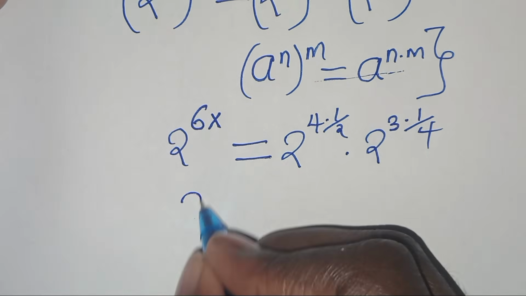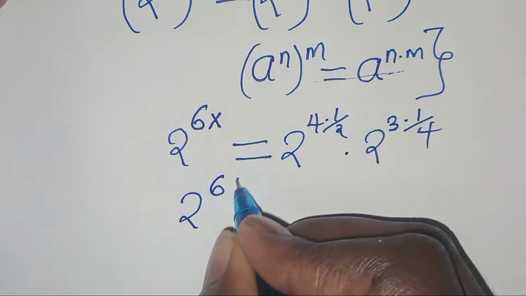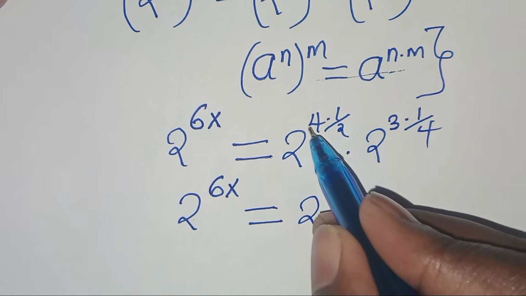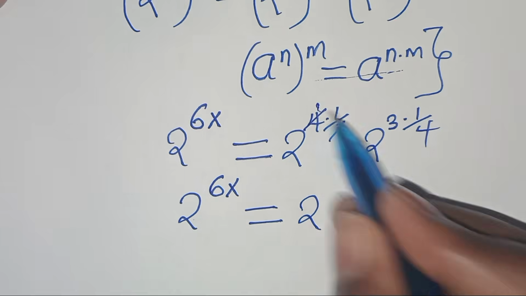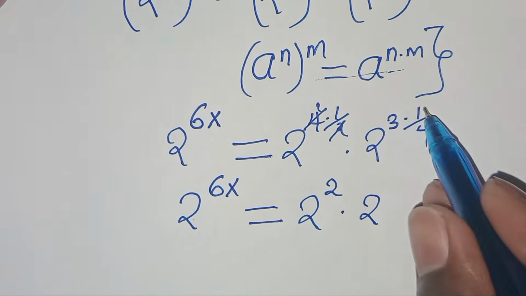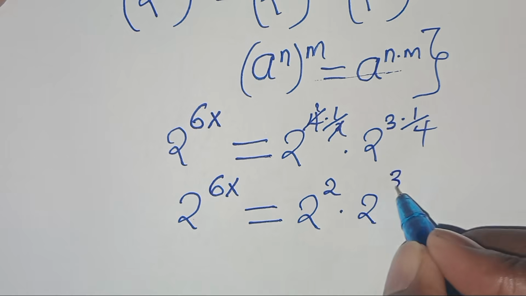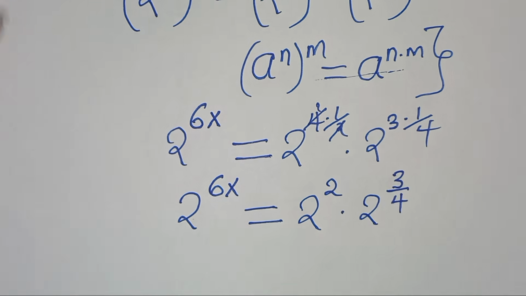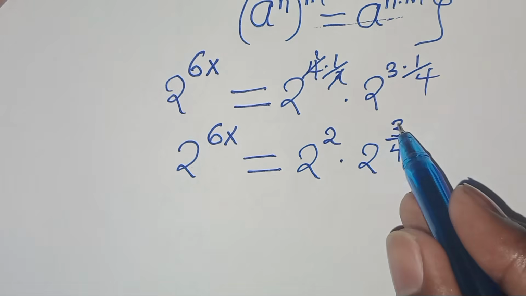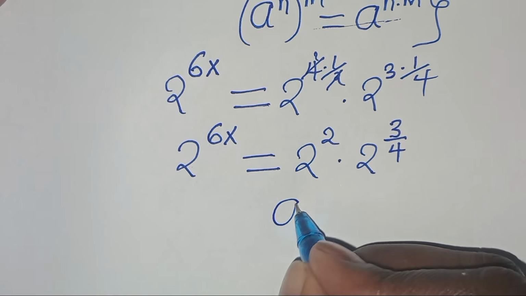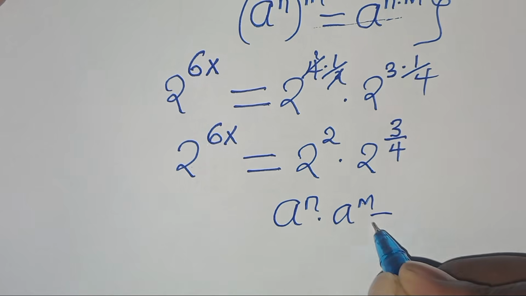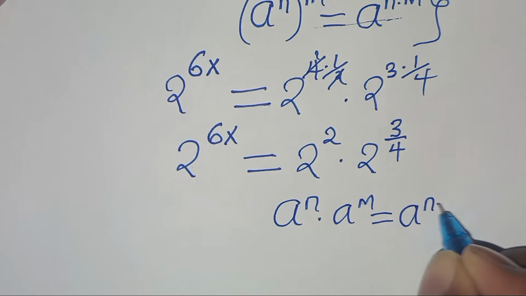So this is 2 to the power of 6x. This is equal to 2 to the power of 4 divided by 2. This is 2, so this is 2 to the power of 2 times 2 to the power of 3 times 1/4. This is 3/4. 2 to the power of 2 times 2 to the power of 3/4. This is in the form of a to the power of n times a to the power of m, which can be expressed as a to the power of n plus m.